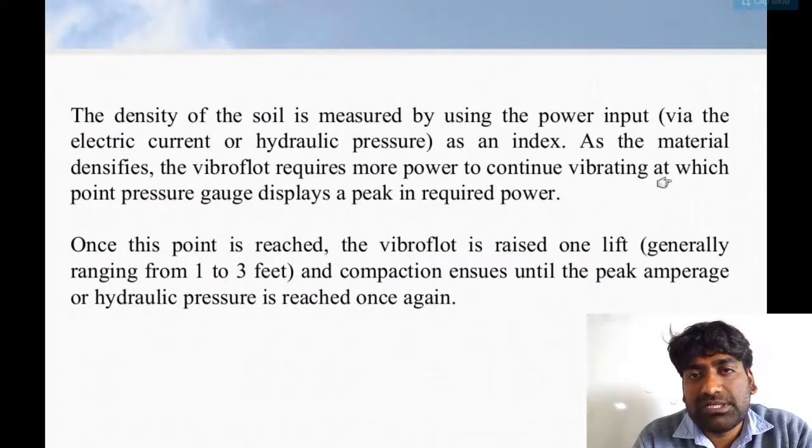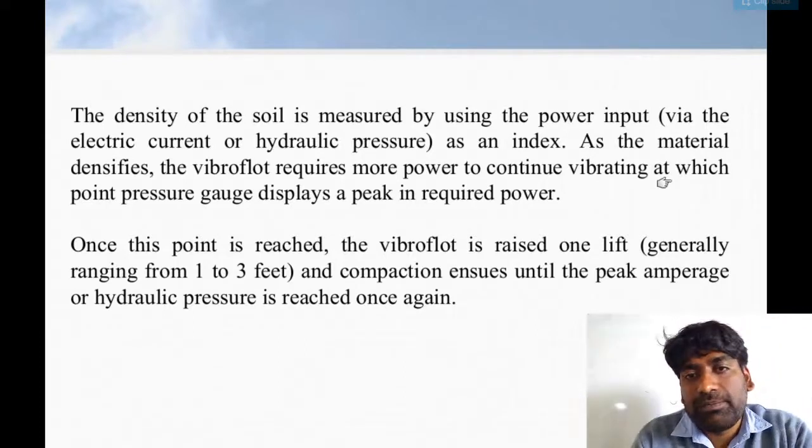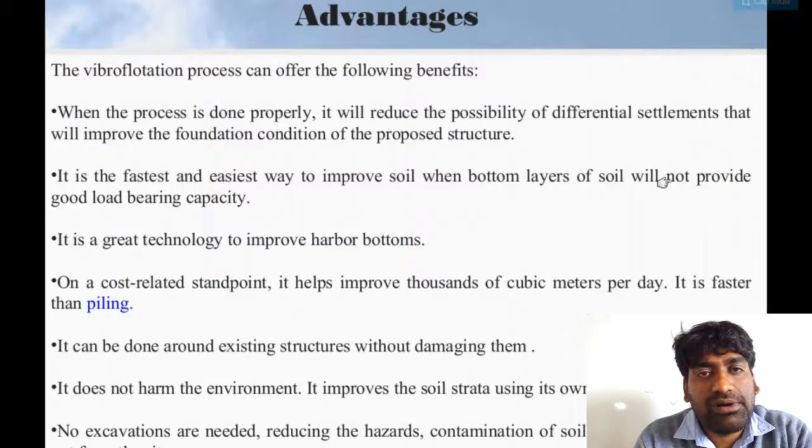The density of the soil is measured by using the power input via the electric current or the hydraulic pressure as an index. As the material densifies, the vibrofloat requires more power to continue vibrating, at which point the pressure gauge displays the peak required power. Once this point is reached, the vibrofloat is raised one lift, generally ranging from 1 to 3 feet, and the compaction continues until the peak amperage or hydraulic pressure is reached once again. So this is a way of doing vibroflotation.